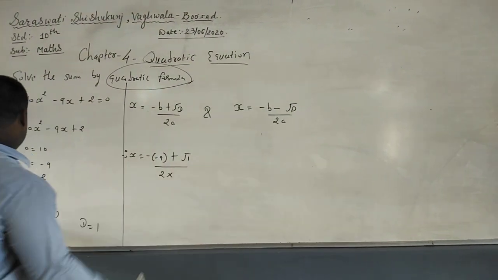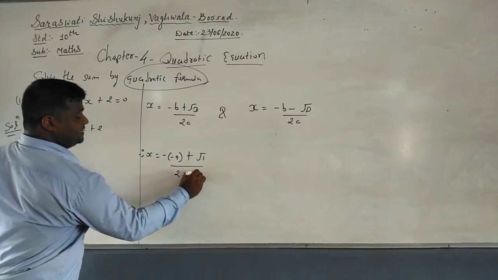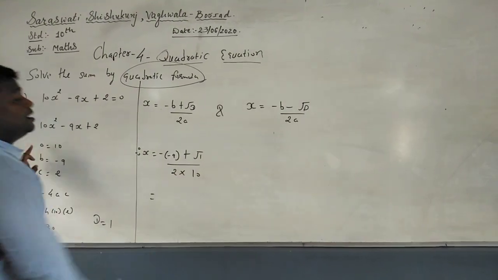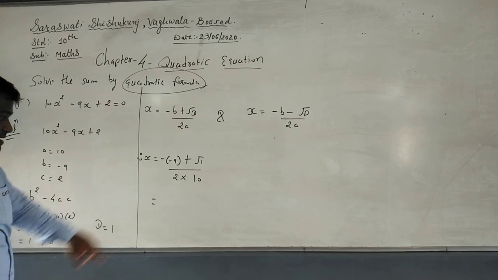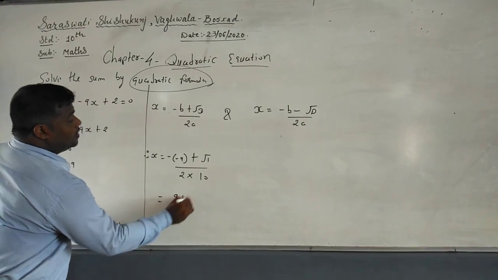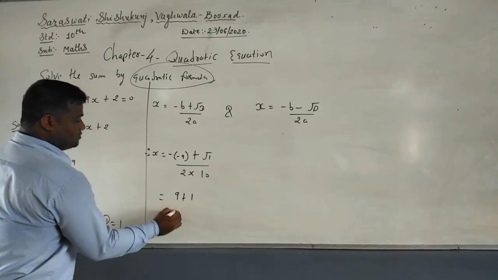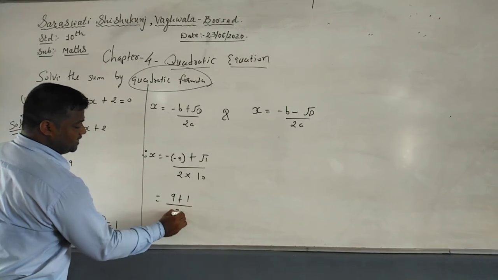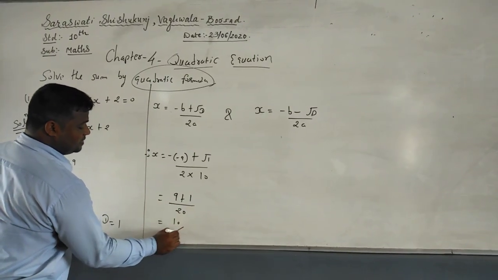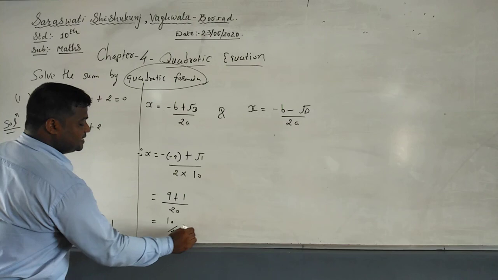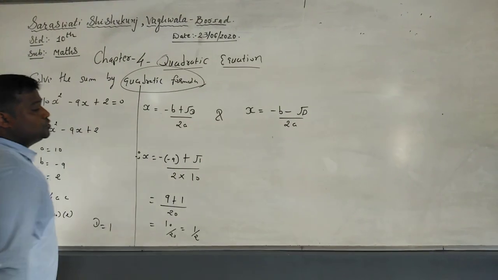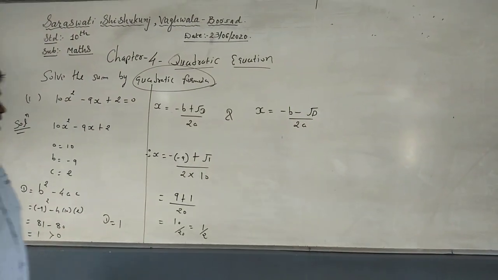2 into a. What is the value of a? That is 10. Is it? Minus minus, that is going to be a plus 9. Under root of 1, that is 1 by 20. So 10 by 20. So answer is 1 by 2. So your answer is 1 by 2.